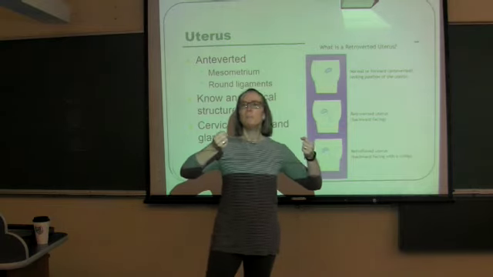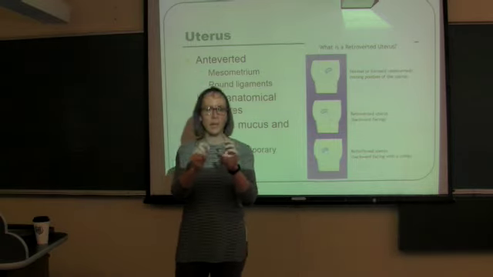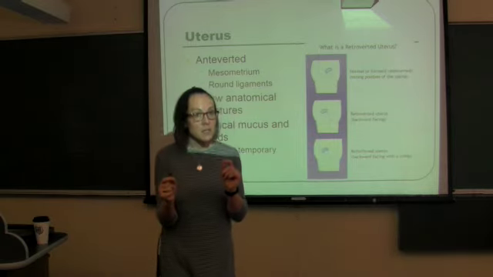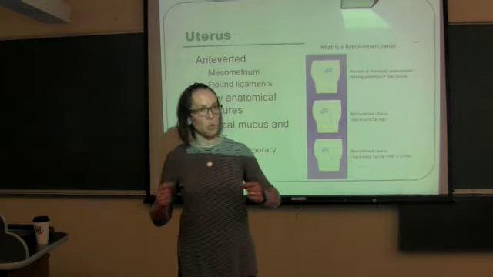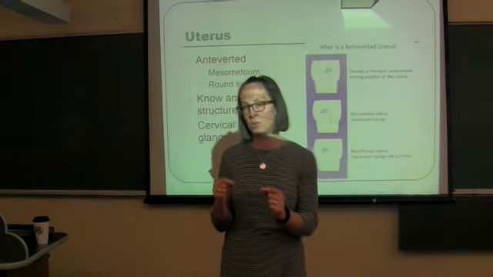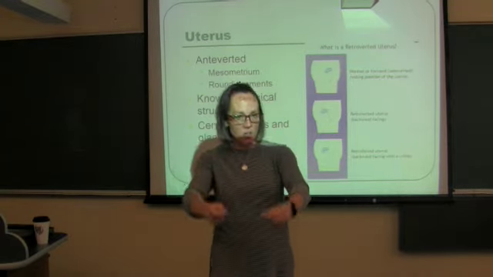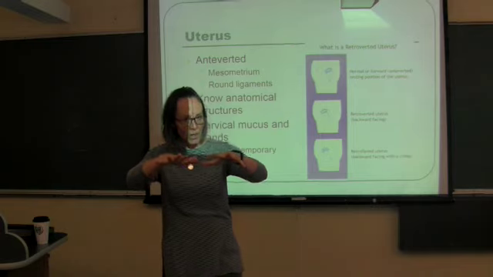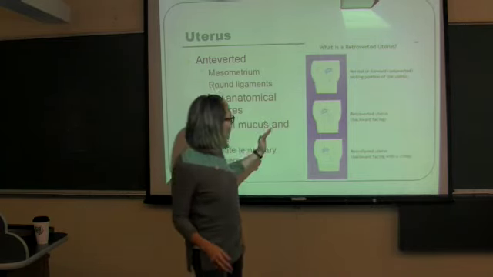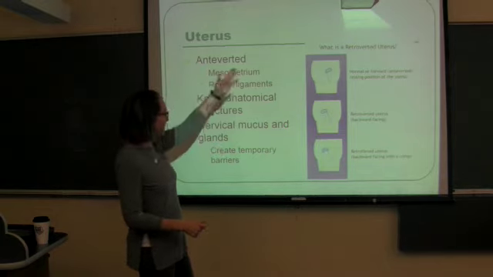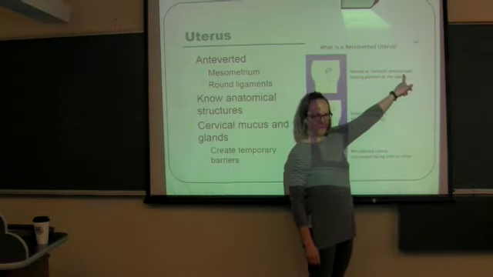There's also something called the round ligament. That's more like what you would picture as a ligament. It comes from the top of the uterus and it actually goes all the way down to the labia majora, which are the lips, the vaginal opening. Those also help to hold it in that forward position. Okay? And that is called anteverted, A-N-T-E-verted, okay, right here.